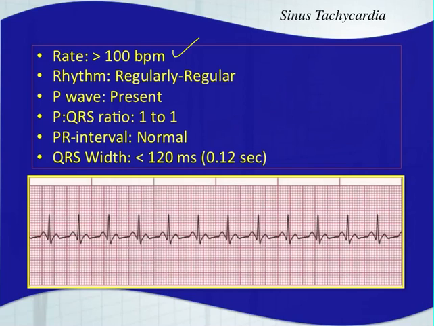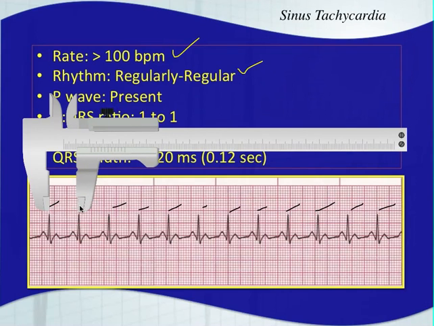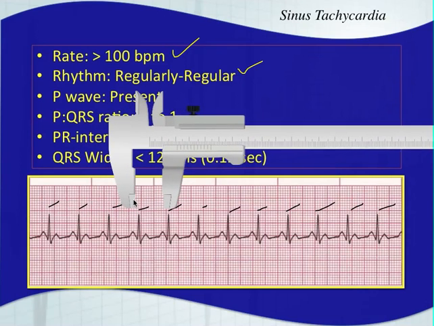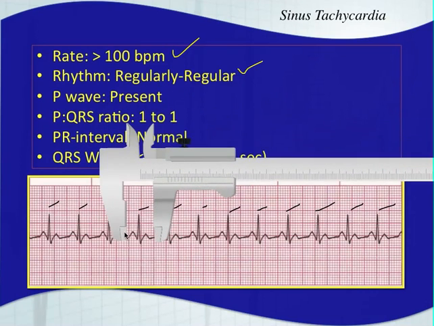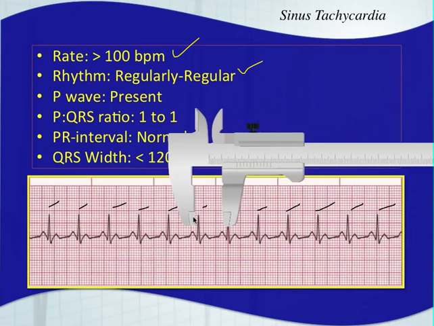If you look at this strip, you've got 1, 2, 3, 4, 5, 6, 7, 8, 9, 10, 11, 12. 12 times 10 is 120. This would be about 120 beats per minute. It's obviously faster than 100. Your rhythm is regularly regular. That is a very important aspect of this. So you have to look at your QRS complexes and see that they map out. It should be very regular. And you'll notice your P to P interval is also going to be the same length in all of these sinus rhythms.